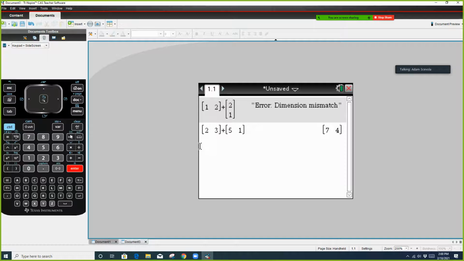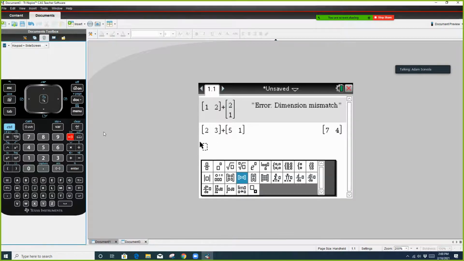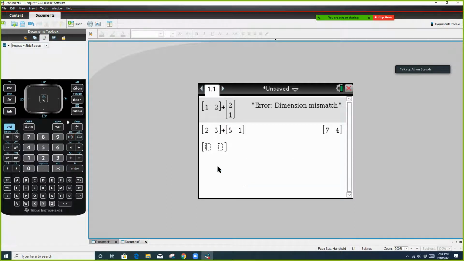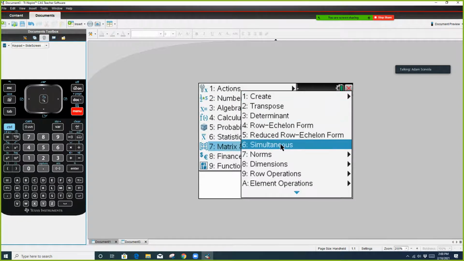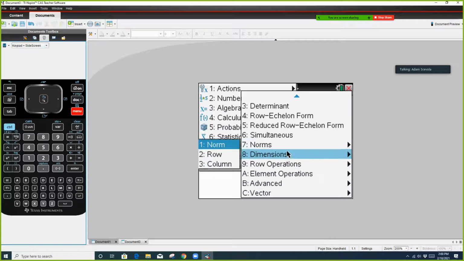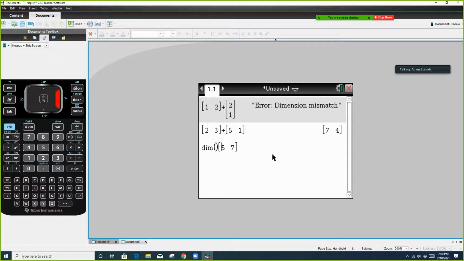Now, since we're here, you can also, let's say I type in a matrix, like 5 and 7. If you hit menu and then matrix, you can see there's a bunch of things you can do here. You can even have it find the dimensions. So this is the dimensions. DIM of this matrix will tell you it's a 1 by 2. So if you're ever not sure of the dimensions, you can use the calculator to check that.